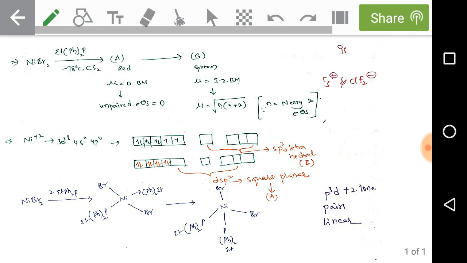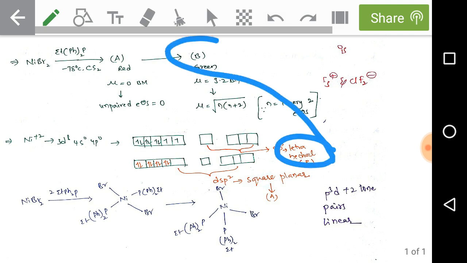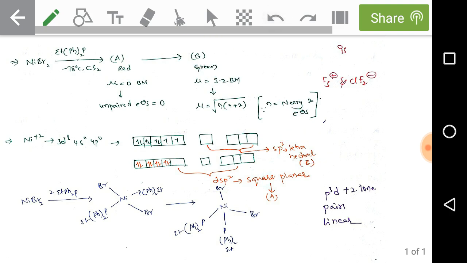Okay, right. And if you look at this normal electronic configuration, where you can see 2 unpaired electrons, in that case the 4 orbitals, that means sp3 orbitals, are involved in hybridization. So whenever sp3 hybridization is there, that must be tetrahedral. Okay, so with the 2 unpaired electrons, it should show 3.2 Bohr magneton. That's why the tetrahedral structure must be complex B. Okay, you can see the reaction here.